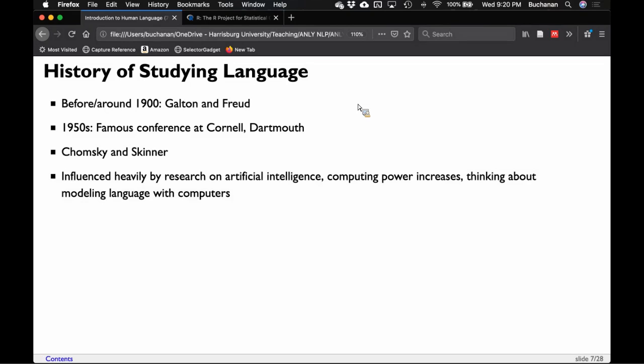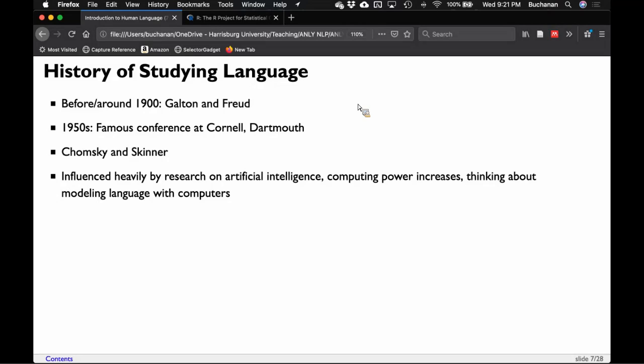And then everybody else got involved. So there are people who study language, who are linguists, and they study the history of language and the change of language. And then there are people who study individual influence on language. Those would be psycholinguists. And then there are sociolinguists who are studying language and society. And then there are people who take all of that and computer science. And this is where computational linguistics comes in.